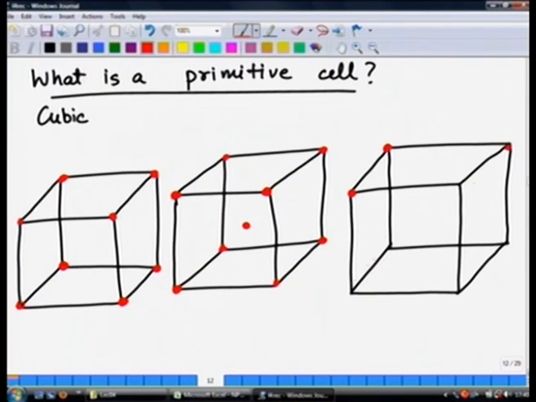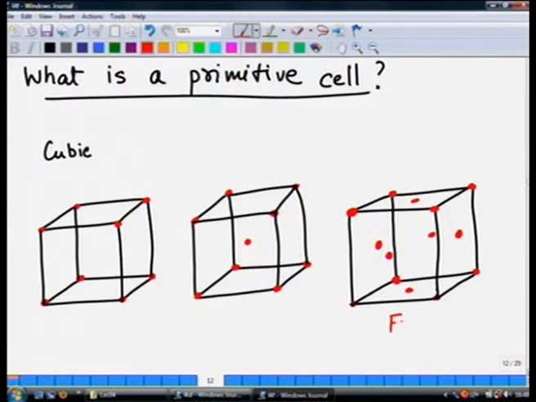Or in these corners, and also face centers, and one on the front face. This is of course face centered cubic, this is body centered cubic, and this is simple cubic.